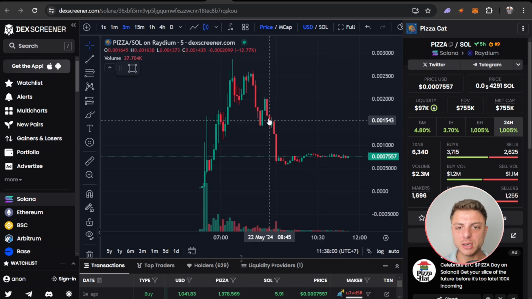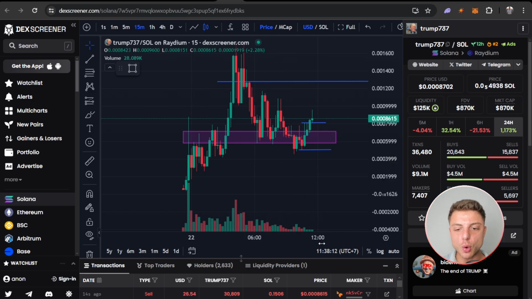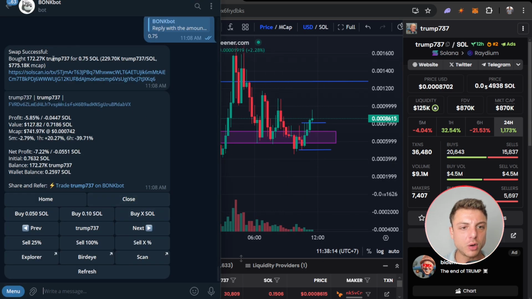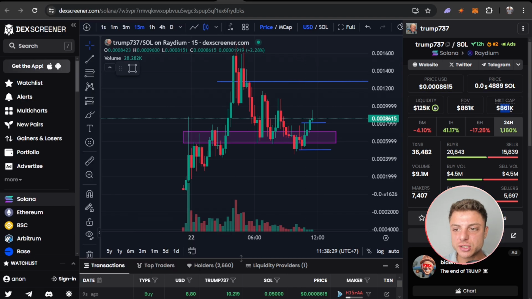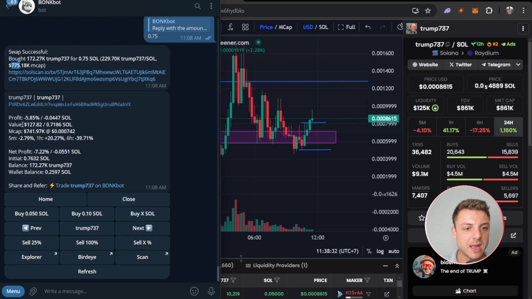Again, not something that I'm really interested in, this big, massive downturn in the market. Now here, this is the actual coin that I'm currently in. We can come over to Bonk and we can see that just at 11:08, so it's been exactly 30 minutes, I actually entered into Trump 737, and you can see I entered at a $775,000 market cap. We can see that the market cap is close to $900,000 currently, and on our position, we'll refresh our position, we're currently up close to 10% right now.